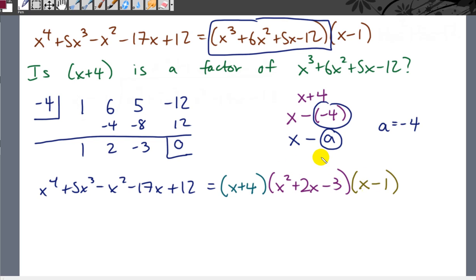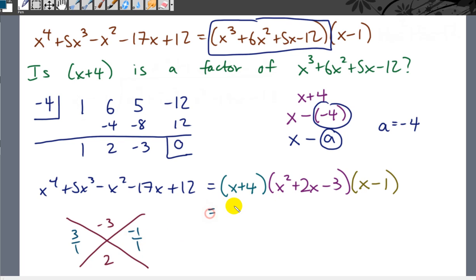Next, we need to consider this expression. We need to find two numbers that multiply to negative 3 and add to 2. As you see, we have a trinomial, so we can save ourselves some work here if you remember how to factor. Just find two numbers that multiply to negative 3 and add to 2. I believe that's 3 and negative 1. Divide that by our a, which is 1.